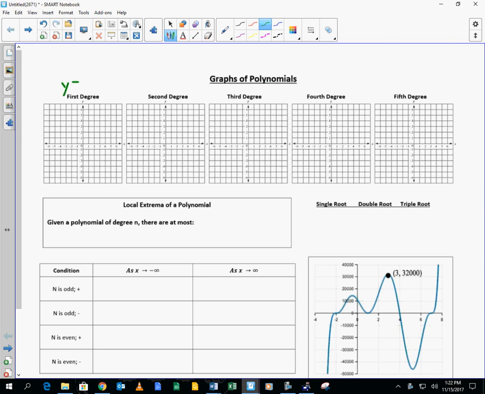So, for example, if we have a first degree polynomial, say y equals x, everybody knows that that just makes a line. Whereas if we have a second degree, what shape does that make? Makes a parabola.